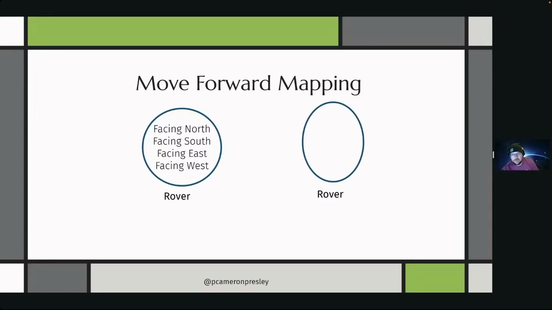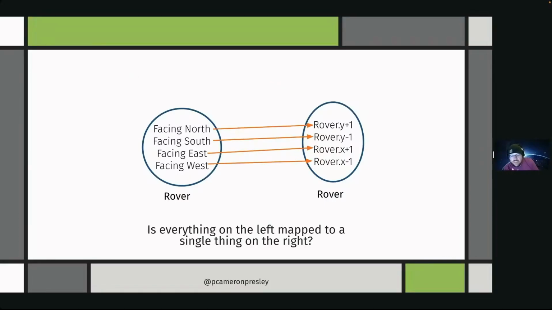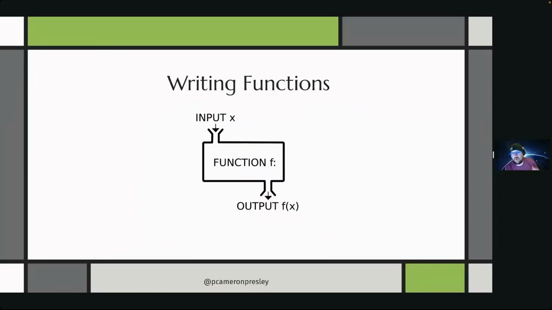And then on the right, we're going to take those rovers and change their Y or X value appropriately. And so now I'm going to start drawing arrows from the left to the right. So if you're facing north, the Y is going to go up by 1, south Y down by 1, and so on and so forth. Now here's the question. Is everything on the left mapped to a single thing on the right? If it is, congratulations, you now know what a function is. That's what a function is.